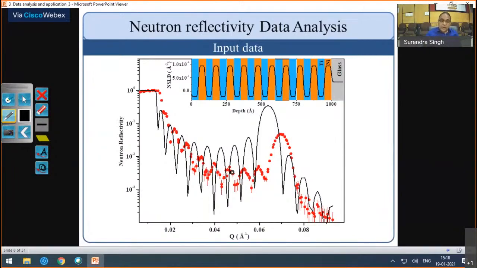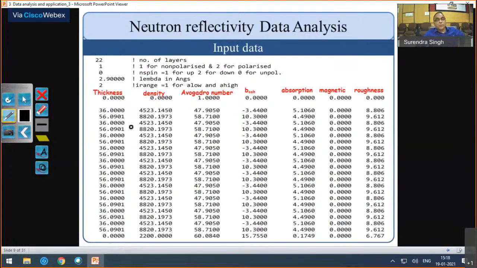Now see, suppose we gave that run and we got this input file. Initially we have given 50 angstrom, 50 angstrom. Now during the iteration, we have got 56 angstrom for nickel and 36 for titanium, 8.8, and this is 4.5. And you see roughness becomes 8 angstrom for titanium, and for nickel it is 9.6 angstrom.